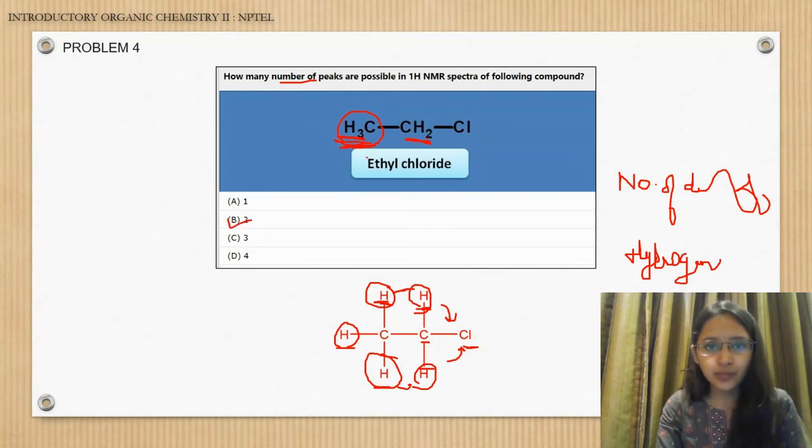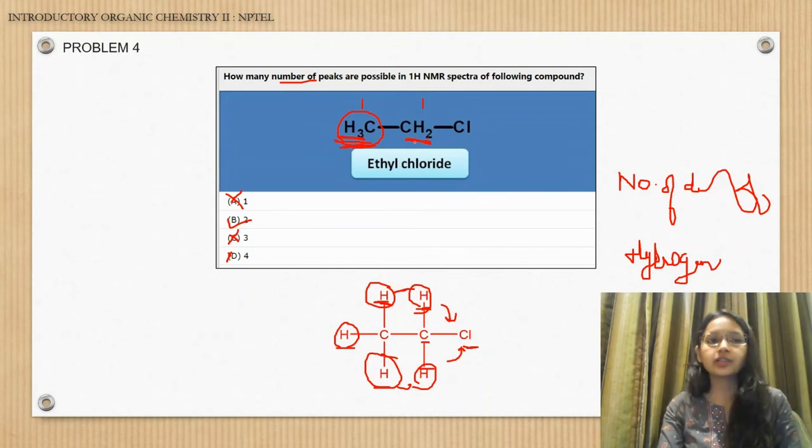Because of the methyl and methylene protons, you get one signal for this and one for this. Collectively, they show 2 peaks in the 1H NMR. So the correct option will be B, not A, not C, not D. You are going to get two signals in the 1H NMR, one because of the methyl protons and the second because of the methylene protons. I hope it is clear.